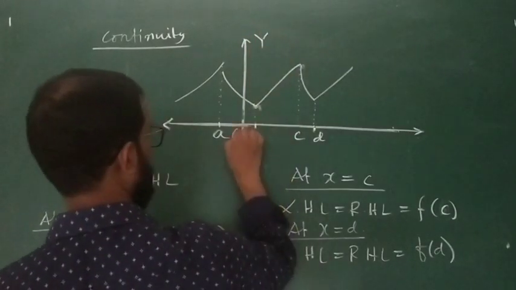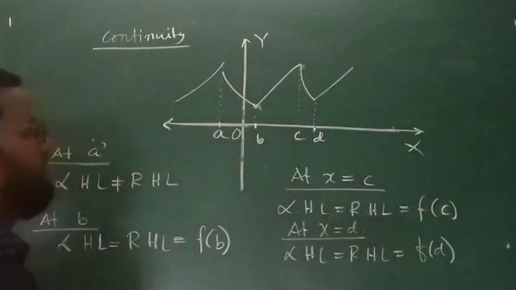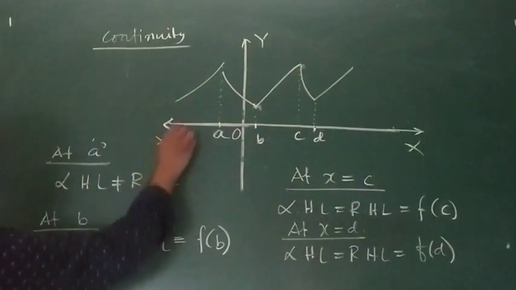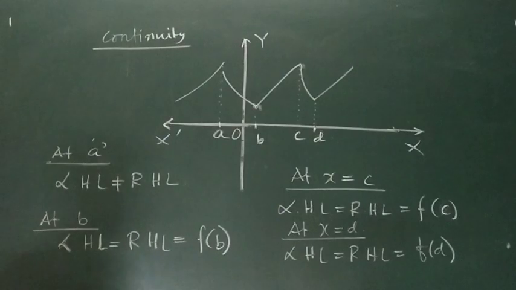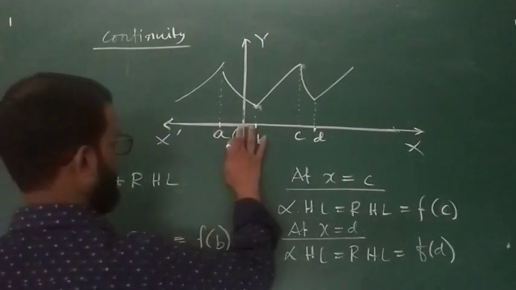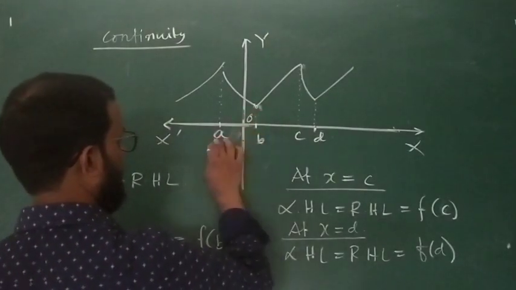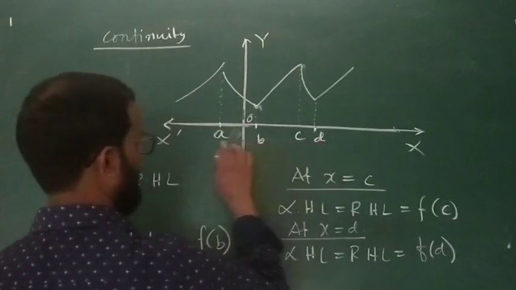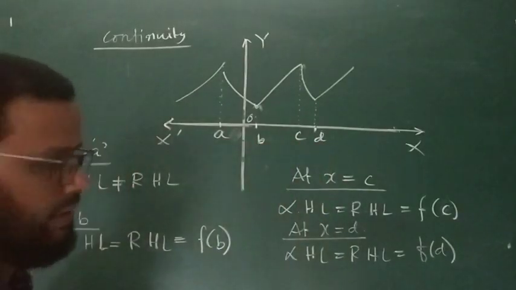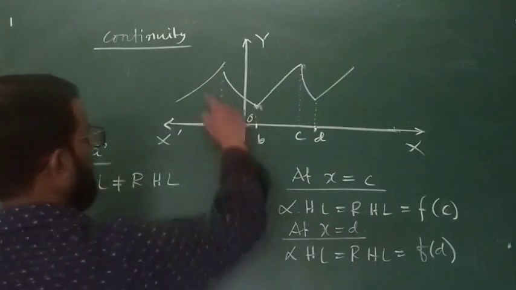This is the graph of a function. And in this graph you see I identify 4 points. This is the origin, okay? 4 points in the domain of the function. These are called A, B, C, D, okay? And the graph is like that.